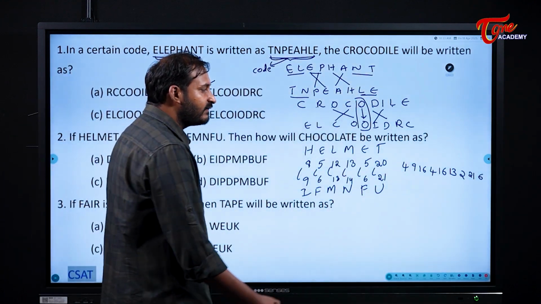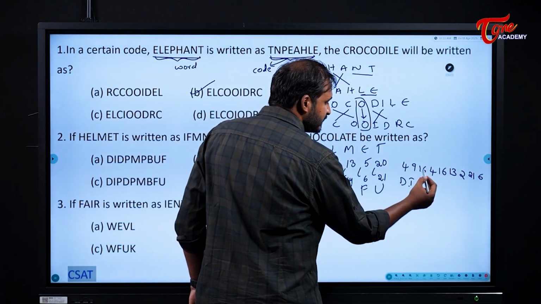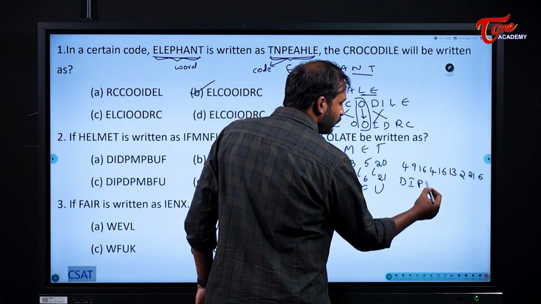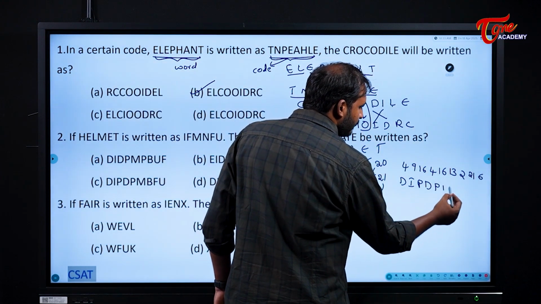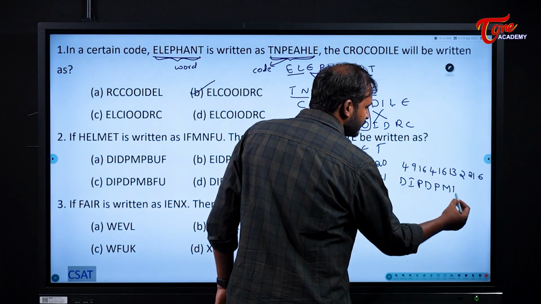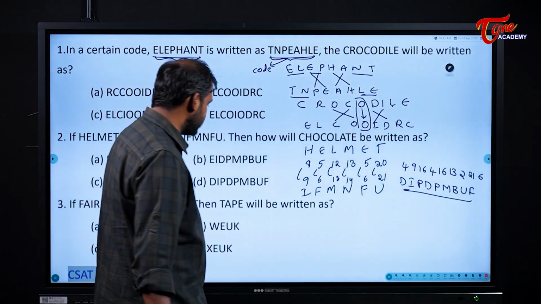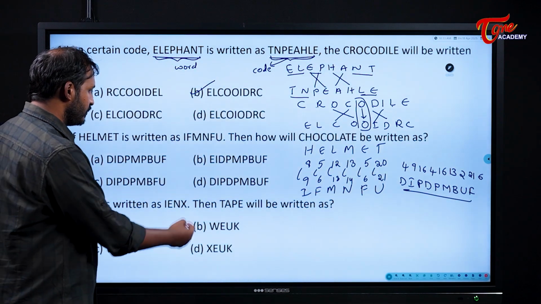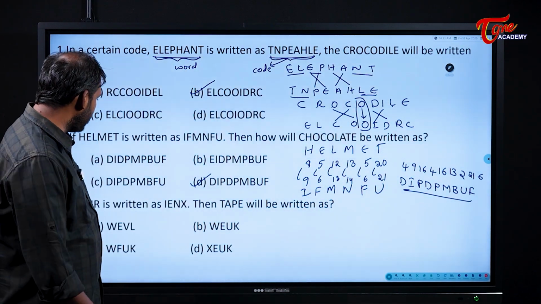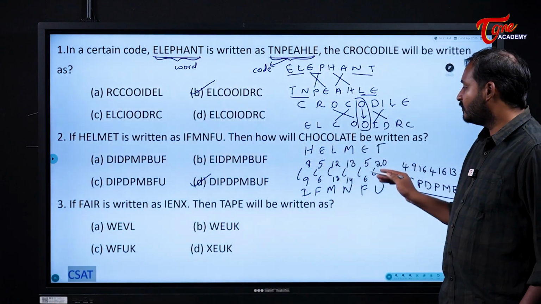Now, what is the 4th alphabet for us? D. What is the 9th alphabet? I. The 16th alphabet is P. The 4th alphabet is D. The 16th alphabet is P. The 13th alphabet is M. The 2nd alphabet is B. 21st is U and 6th is F. So this will be our answer. So, DIP, DPM, BUF. So our answer here will become option D. Option D. Like this, we need to solve the question.